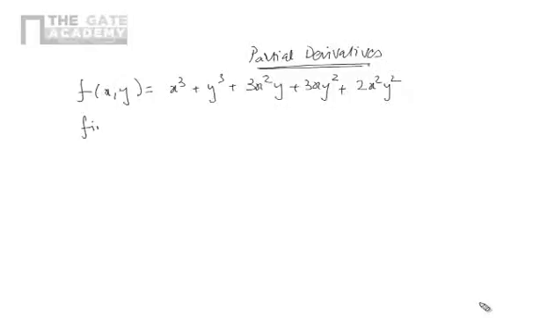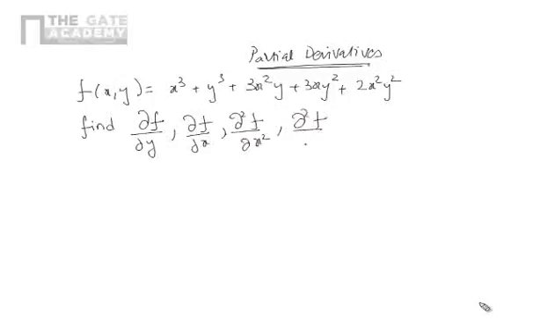Find dou f by dou y, dou f by dou x, dou square f by dou x square, dou square f by dou y square. Now these two I have added newly. Now let us first understand what we mean by this and then proceed.